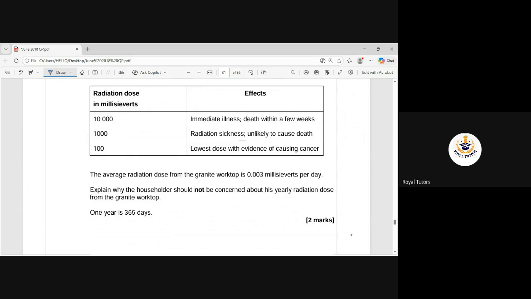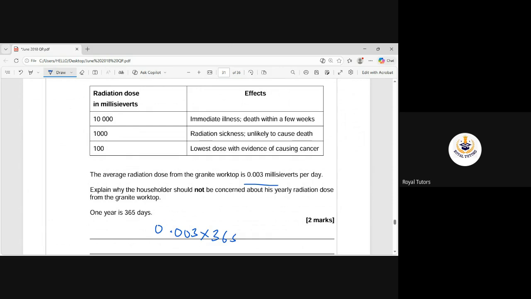1 year is 365 days. So since they have given us the average radiation dose from the granite worktop in a day to be 0.003, that will be 0.003 multiplied by 365. If you do 0.003 multiplied by 365, what answer do you get?